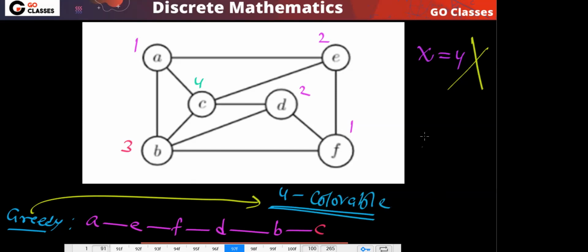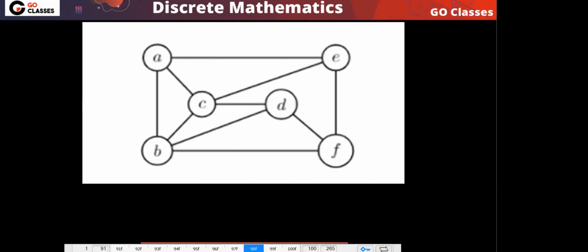So what does it mean for your chromatic number? It means your chromatic number is less than or equal to 4. But remember, can we do it? So we already know 4 colors is fine. 4 colors is good. But can we use only 3 colors? Can we color this graph using only 3 colors?